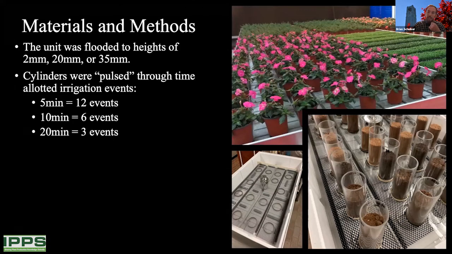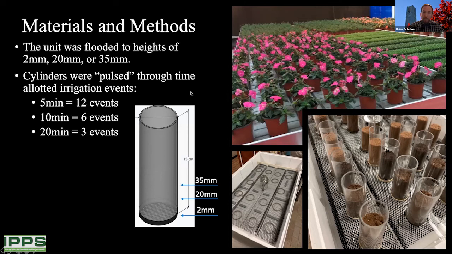So to accurately identify how irrigation exposure affects substrate water capture, we use 3 pulsing times of 5 minutes, 10 minutes, and 20 minutes with irrigation events that add up to a total of 60 minutes. So if it's a 5-minute event, we're doing 12 of them to add up to a total of 60 minutes in time. And at 3 irrigation water levels of 2 millimeters, 20 millimeters, and 35 millimeters, or in inches, it's 0.08, 0.78, and 1.38 inches.